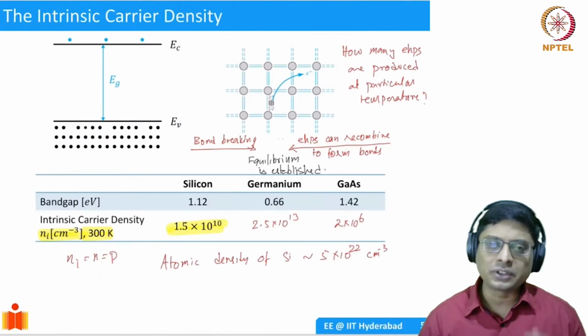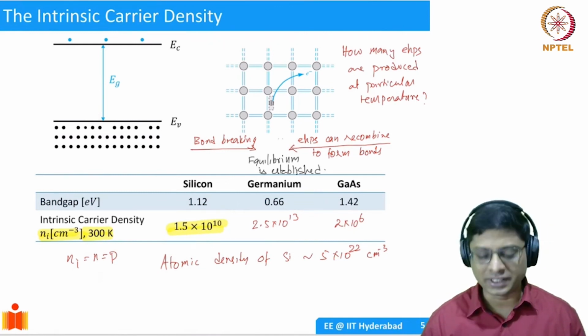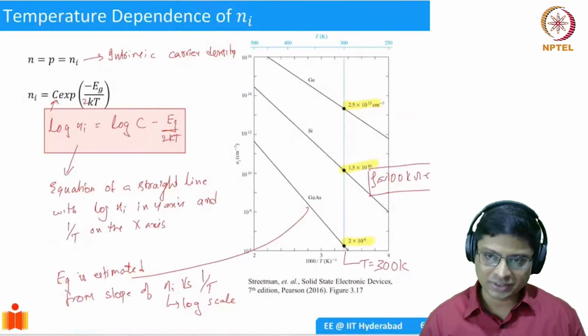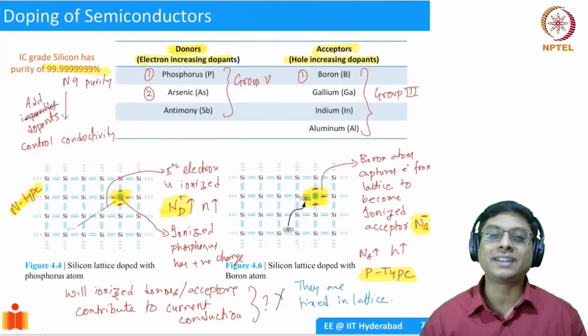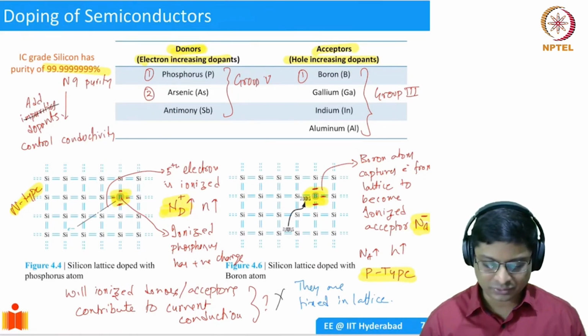Then we talked about intrinsic carrier density, how it varies across different materials, germanium, silicon, and gallium arsenide, and how it changes with temperature. This is what we came back to at the end also. Finally, we talked about doping. Doping is essential to semiconductors. So please make sure that you understand doping. We keep using this again and again, so you should be quite comfortable with this.